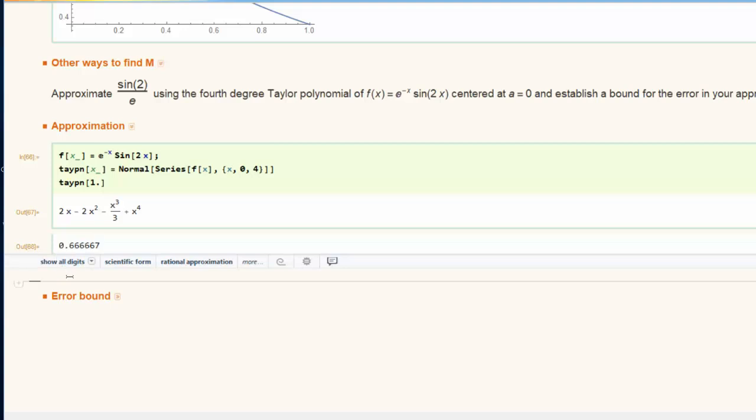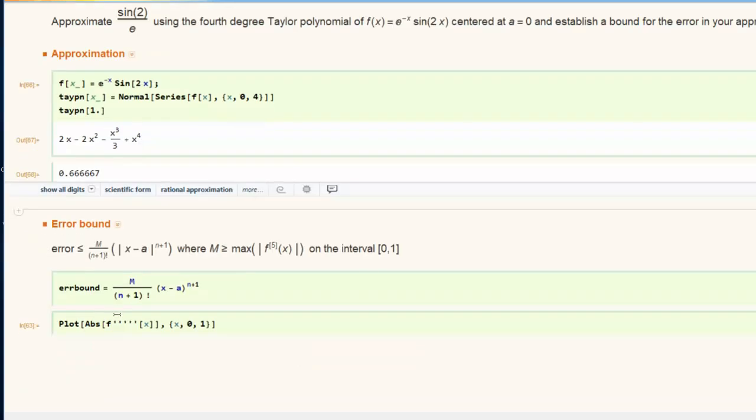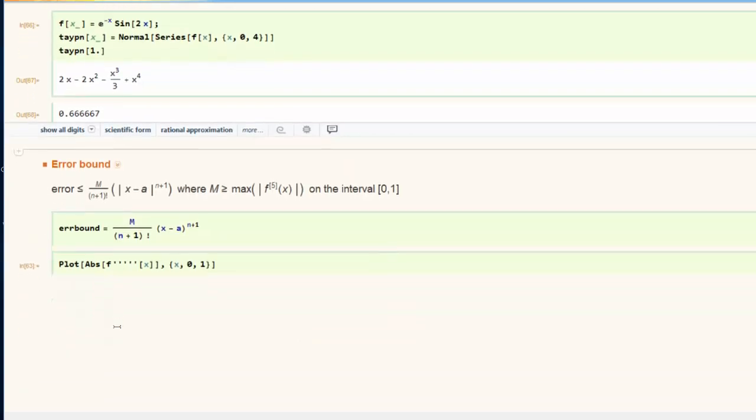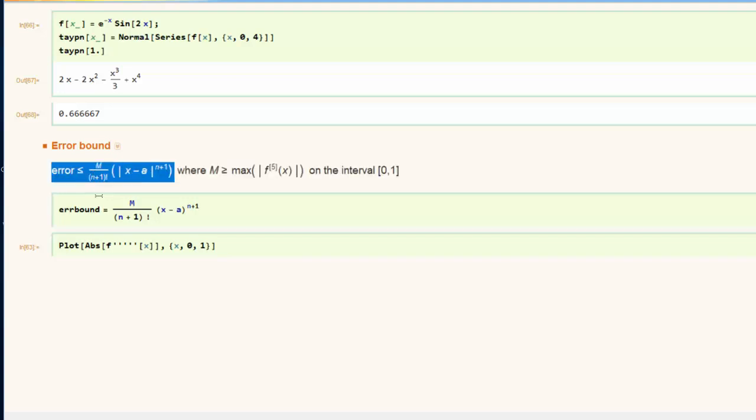But now I have to find an error bound for my approximation. Once again, the workflow is very similar to what I've done before. I have my formula for calculating the error bound. And since I'm still using a fourth degree Taylor polynomial, I'll still be dividing by 5 factorial and raising x minus a to the 5th power. And my polynomial is still centered at 0, and I'm still evaluating it at 1.